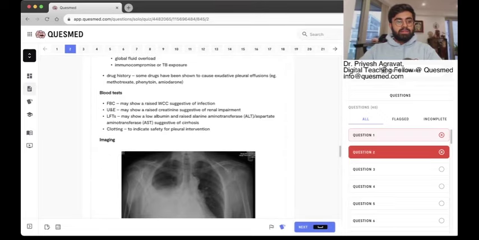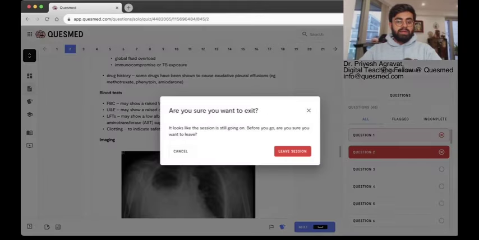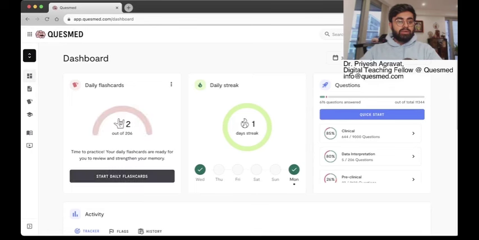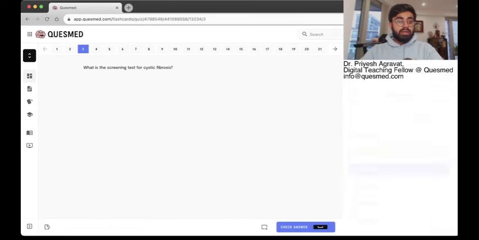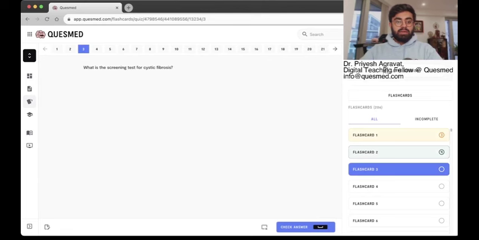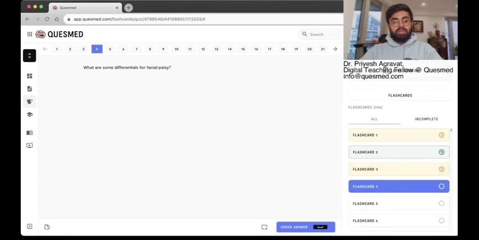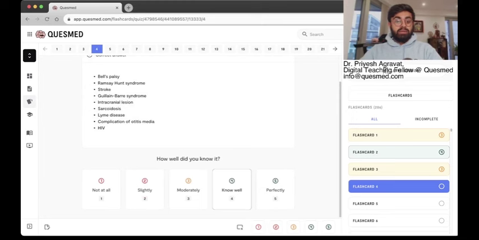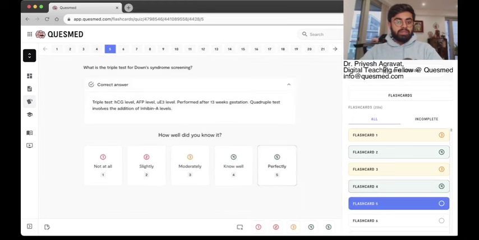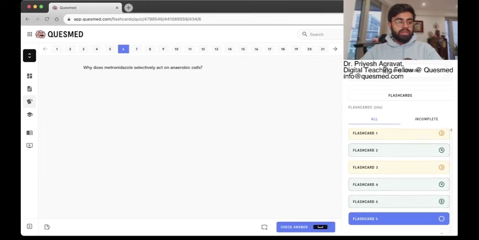Next, I'd like to show you our flashcards, and these are based on an AI algorithm which takes into account the questions that you've got wrong and need to learn further to produce a daily set of flashcards which you can then rate to further help determine what you need to see on the next day. And as I mentioned, these refresh every single day.